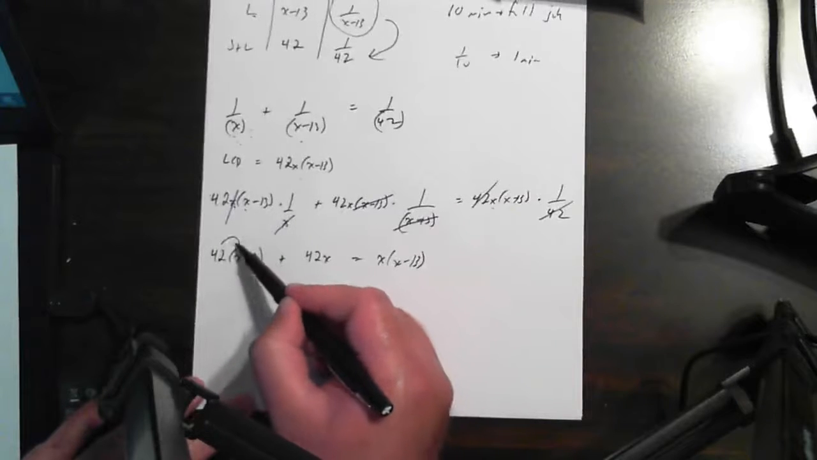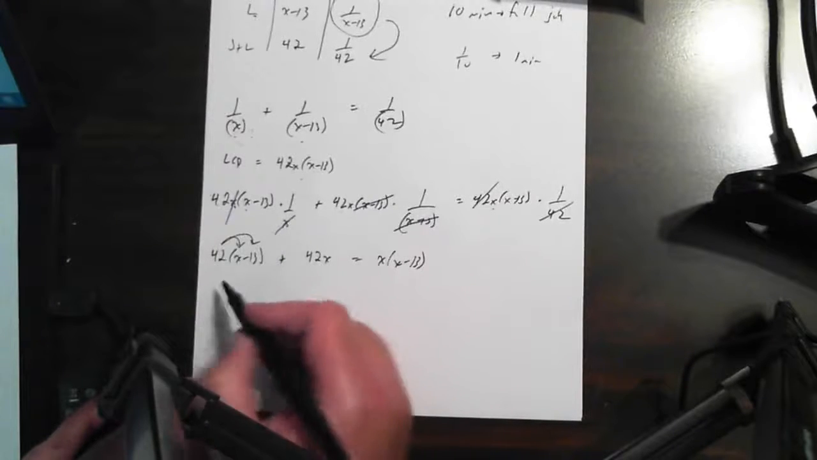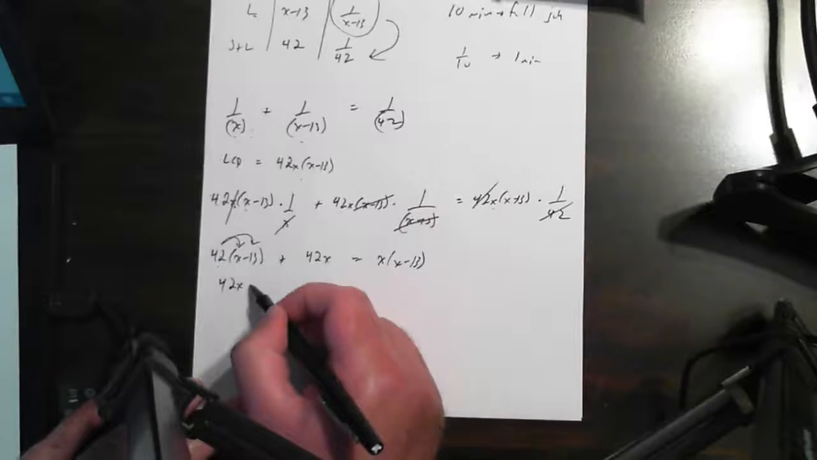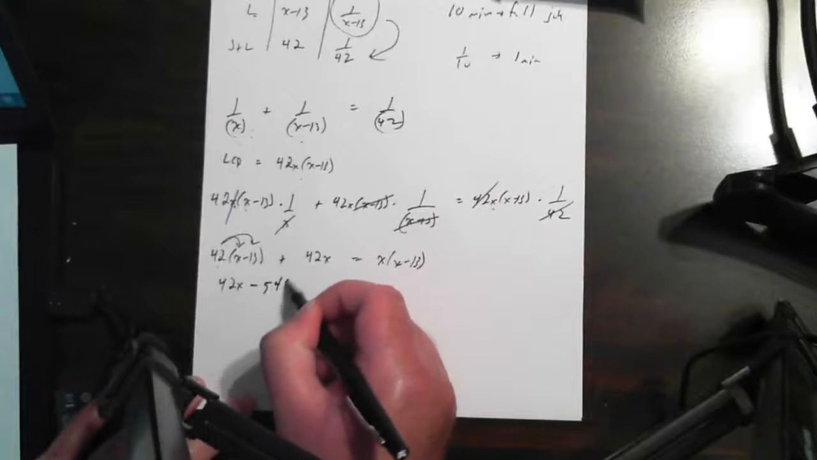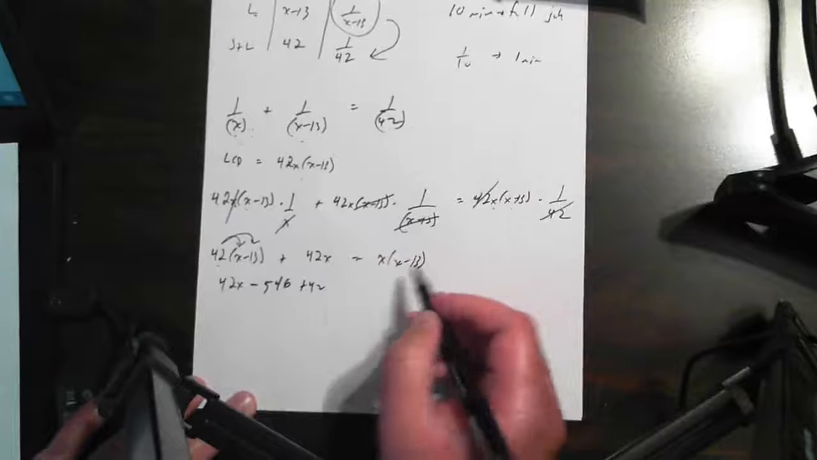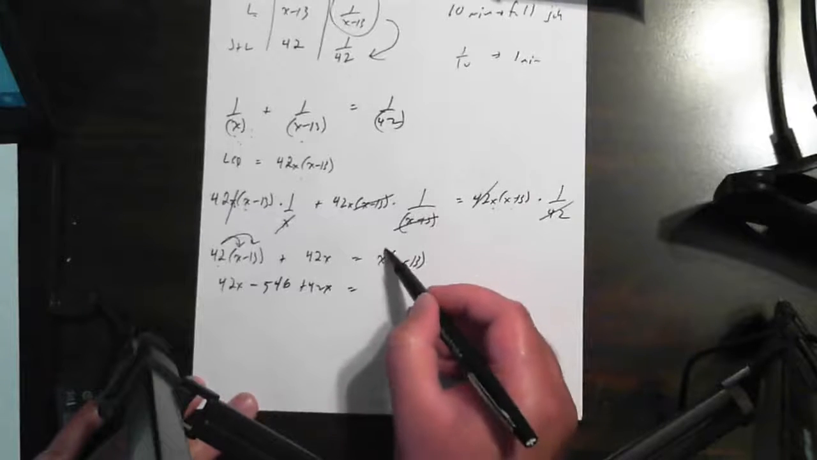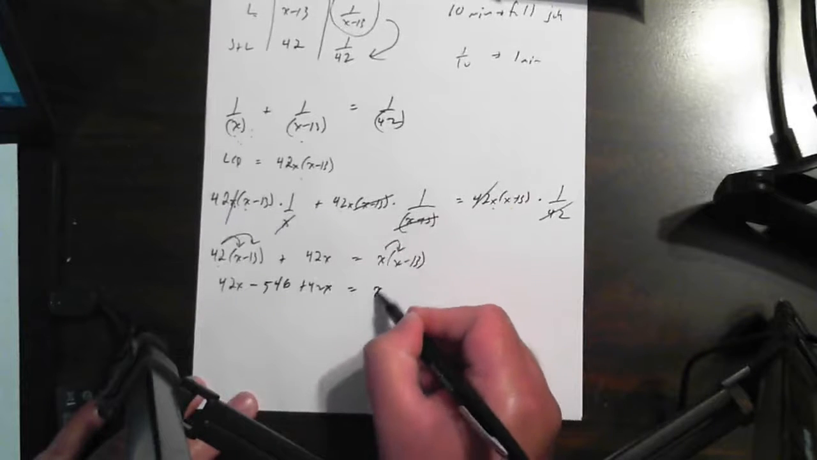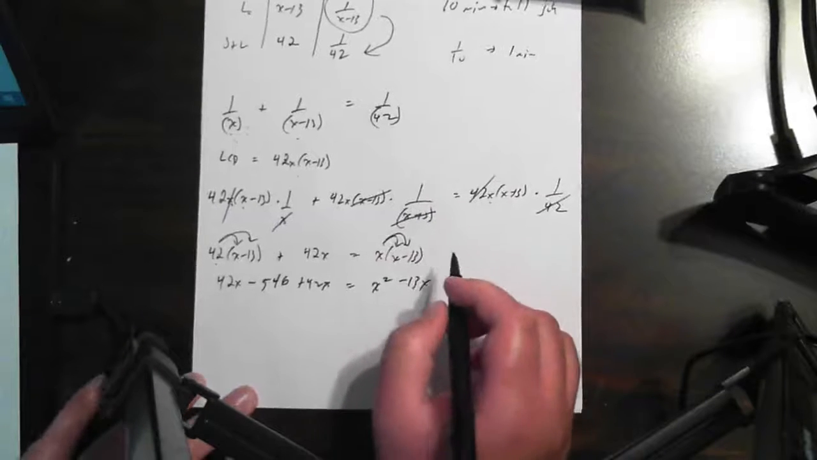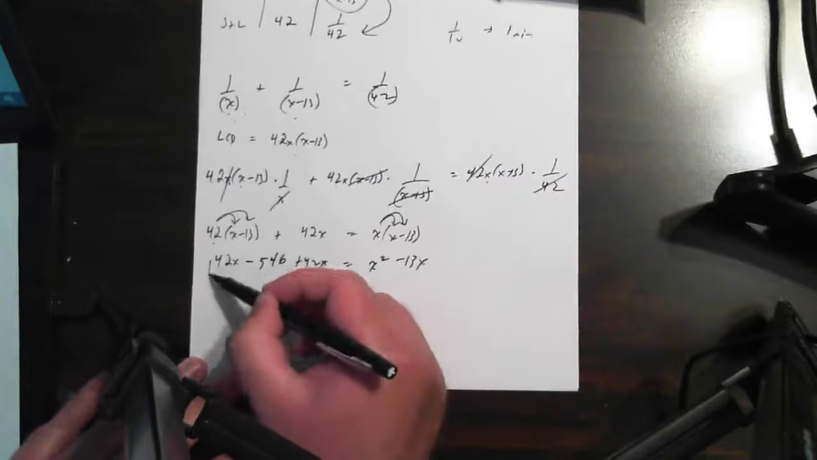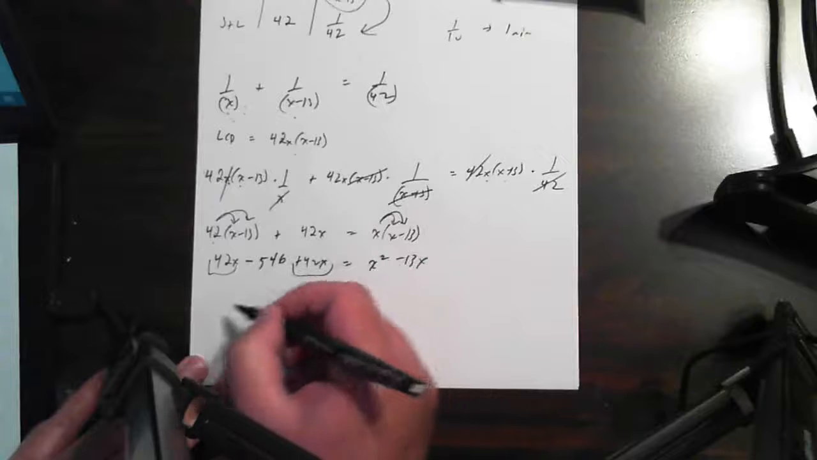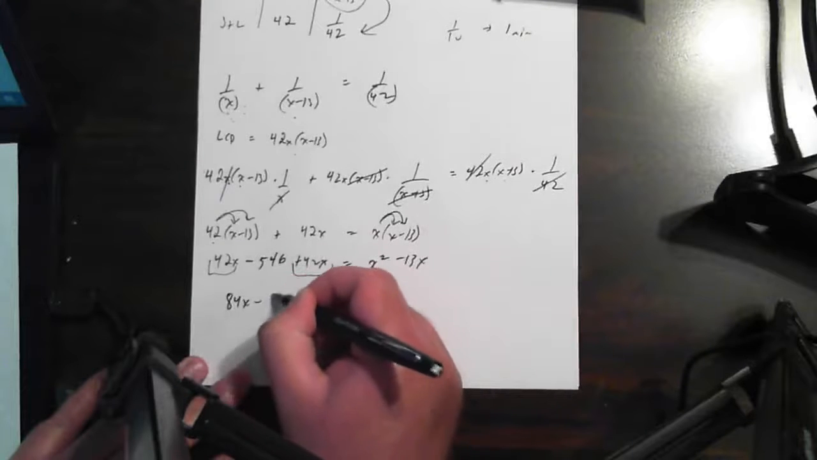Using my distributive property now, this will be 42 times x, which is 42x, 42 times negative 13, which is negative 546, plus my 42x that's already there. Then I'm going to distribute over here. x times x is x squared. x times negative 13 is minus 13x. Now I can group these two x terms together. They're like terms, so 42x plus 42x is 84x.